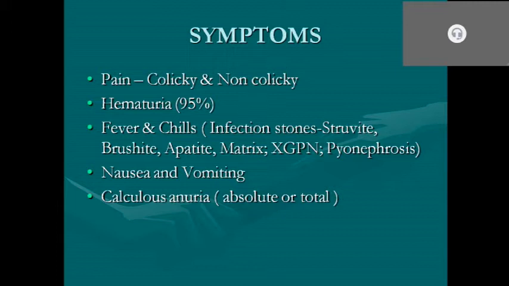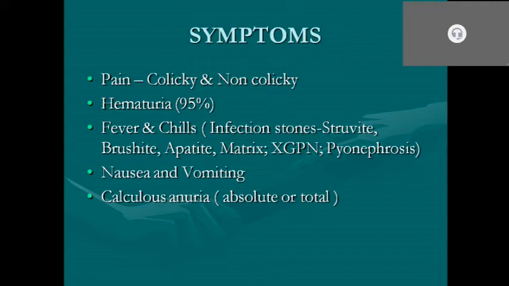The fourth common symptom is nausea and vomiting. There can be nausea and vomiting. Gastrorenal reflex is a very common thing, which can lead to nausea and vomiting. And the last, a very dreadful symptom, is anuria, calculus anuria. It can be absolute anuria or total anuria.